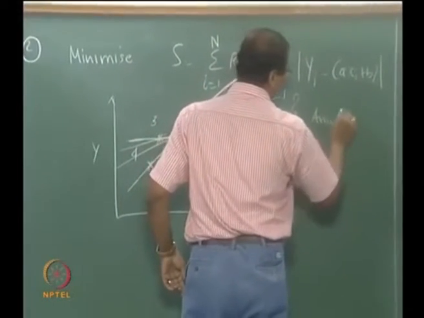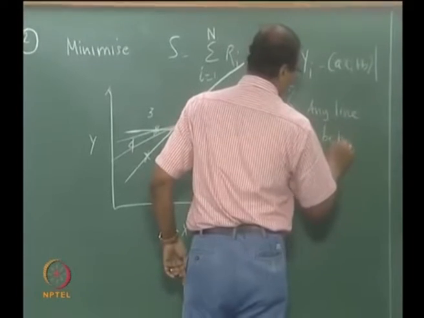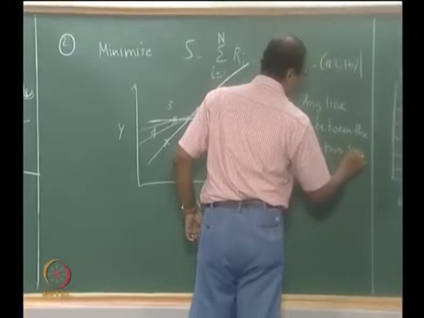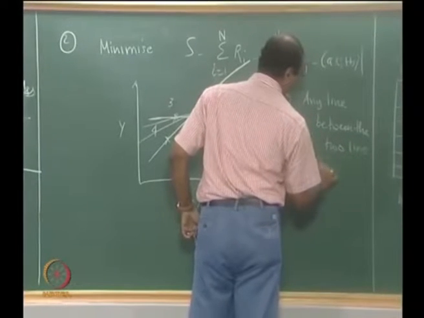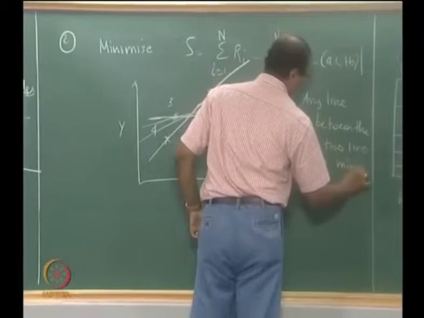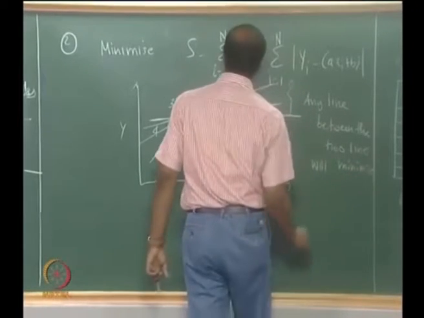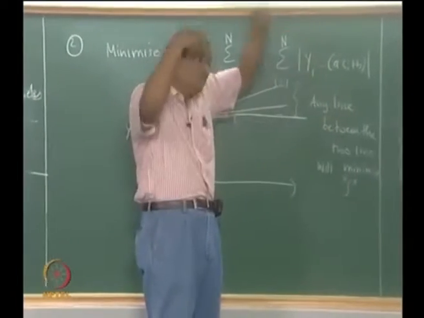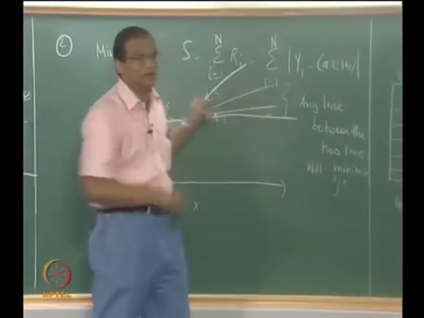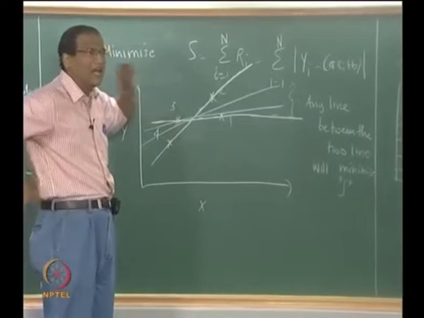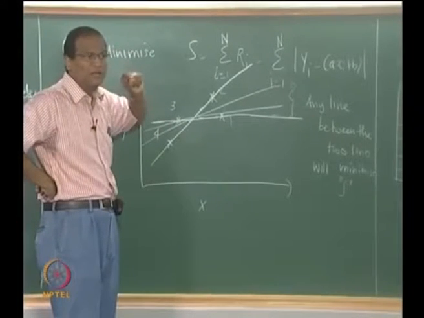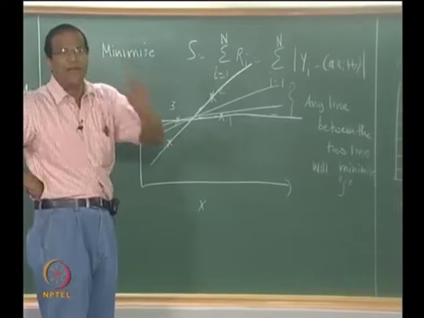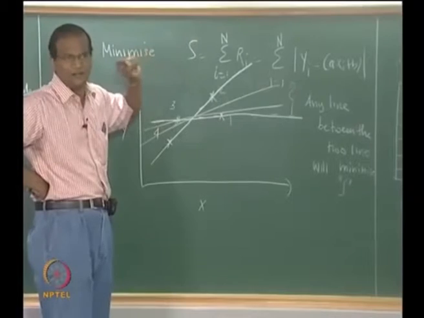Any line, or alternatively I can say I can come out with many lines which will try to minimize this, which are lying between these two. My whole point is, unless I go home with a unique value of A and B, I cannot rest in peace, because I am looking for a pair which will best represent the data.